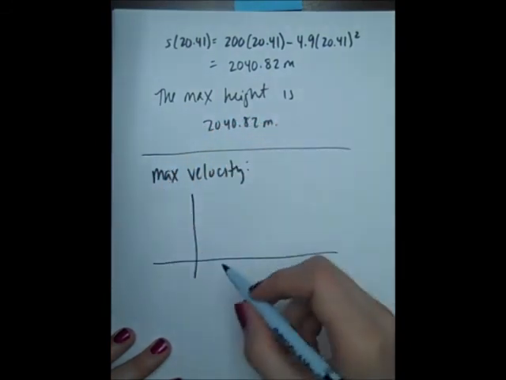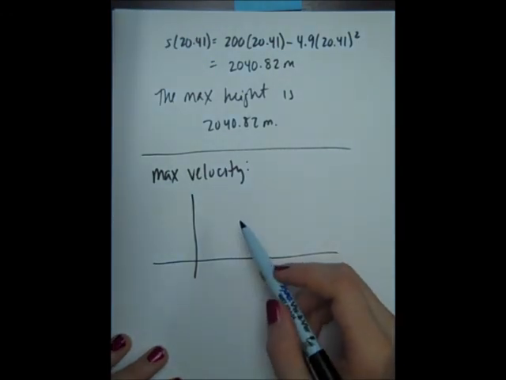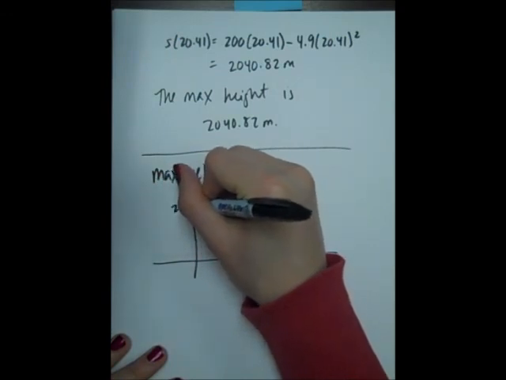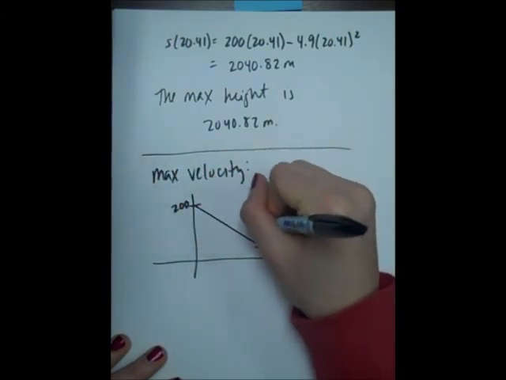Let's look at the graph for that. Velocity was just a line. It was 200 minus 9.8 t. So it's a line that looks something like that.